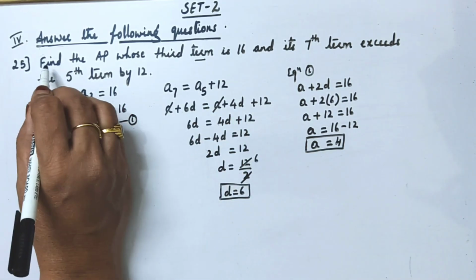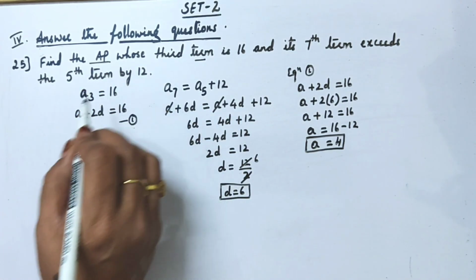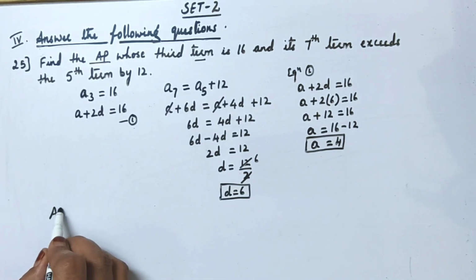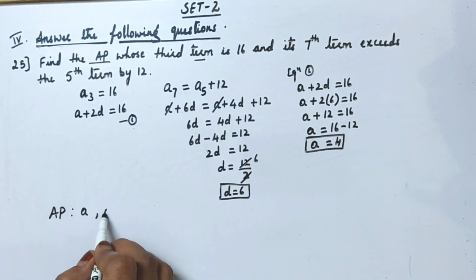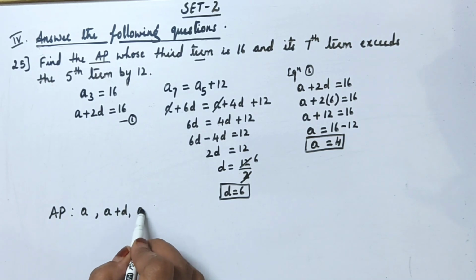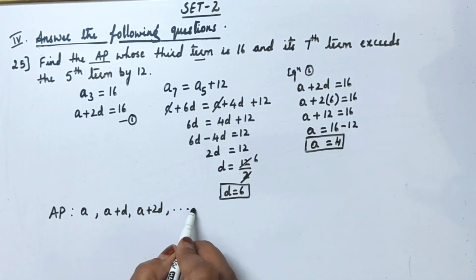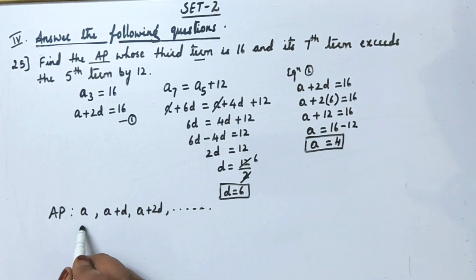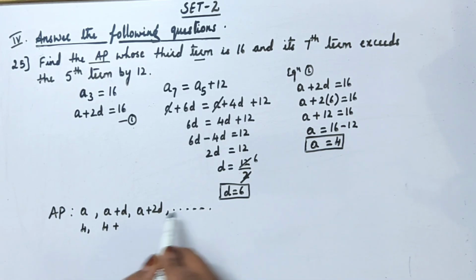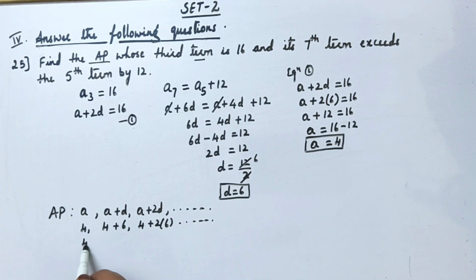Let me come back to the question. We need to find the AP. AP is the series of numbers. AP is A, A plus D, A plus 2D, and so on. Here the A value is 4, then 4 plus the D value 6, then 4 plus 2 into the D value 6. This is 4, comma, 6 plus 4 is 10, comma, 2 sixes are 12, 12 plus 4 is 16. This is an AP, students.